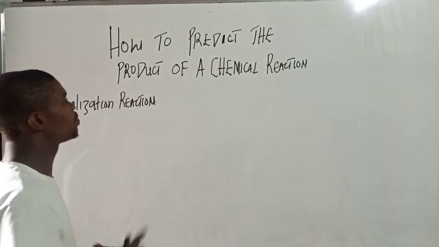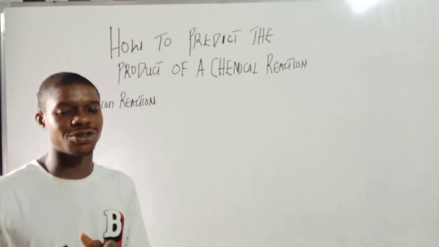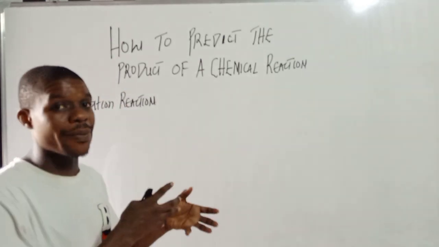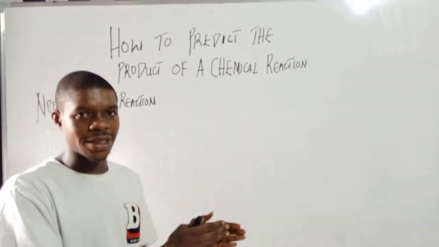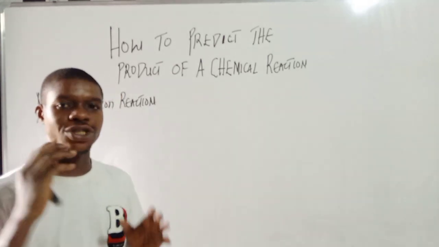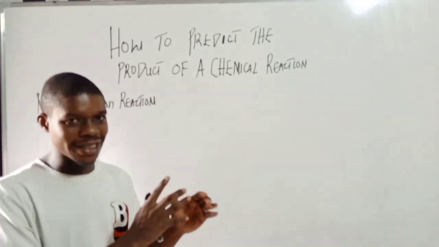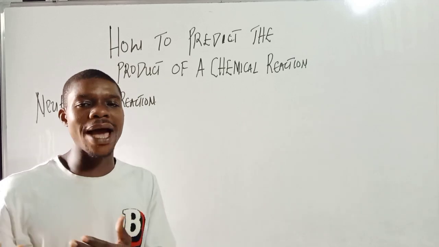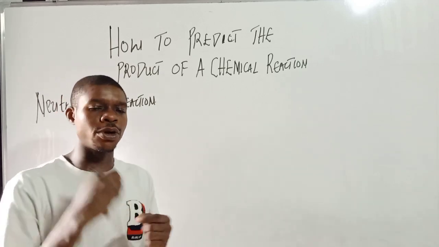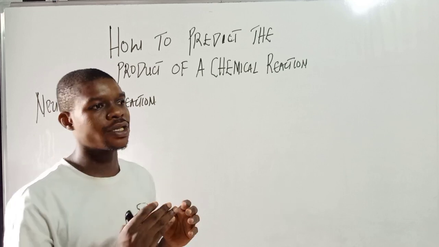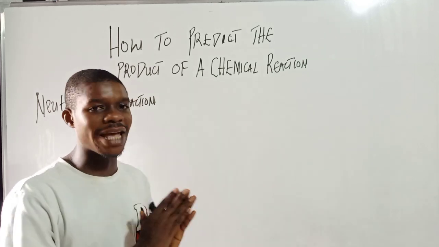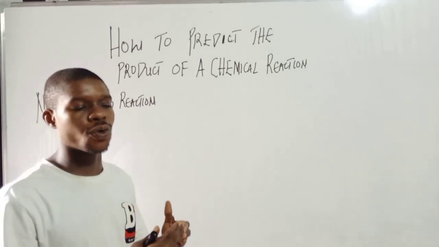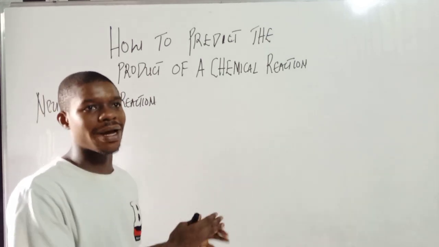So we are going to look at how to predict the product of a chemical reaction. If you're a chemistry student, you understand that predicting the product of a chemical reaction is something students have issues with. So in this video, I want to teach you how to predict the product of a chemical reaction step by step. The main reason why you need to understand this is because there are some calculations in chemistry that involve reactive masses, reactive moles, or reactive volumes that require you to write out the balanced chemical equation.